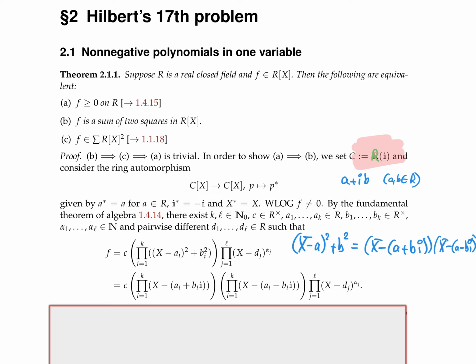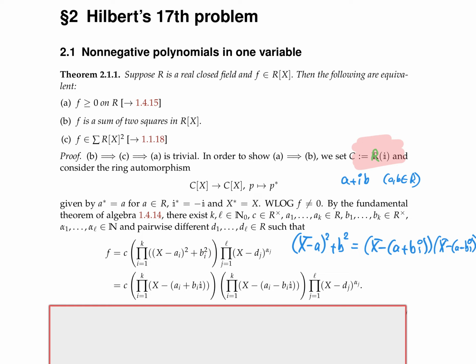but that's exactly the same as this times this, so x times minus a minus bi, and then x times minus a plus bi. Okay, so over C I can factor further this quadratic polynomial into these two linear terms.